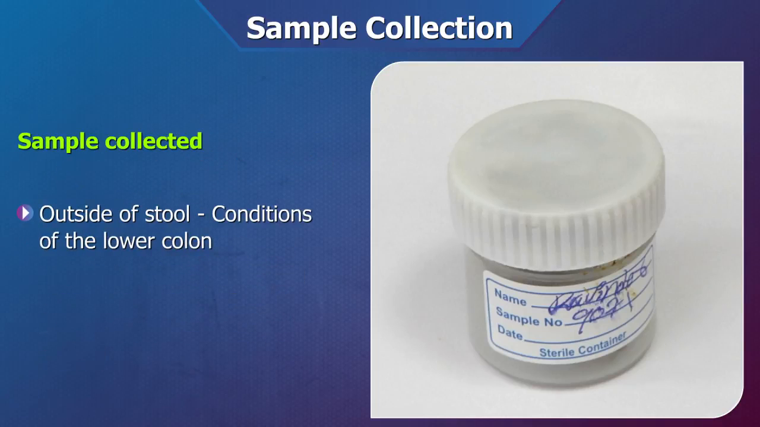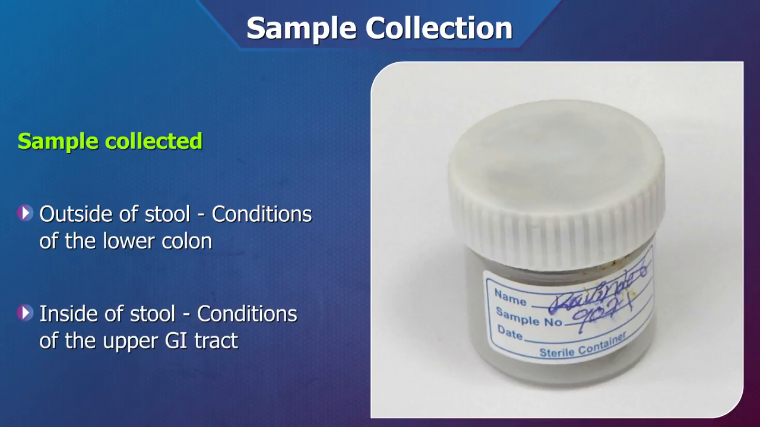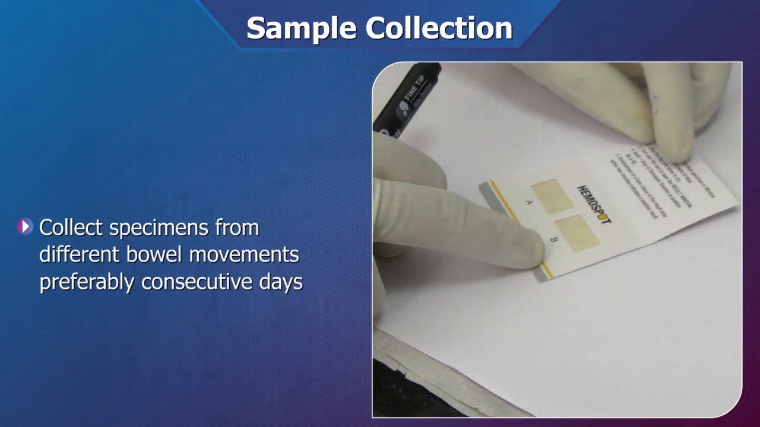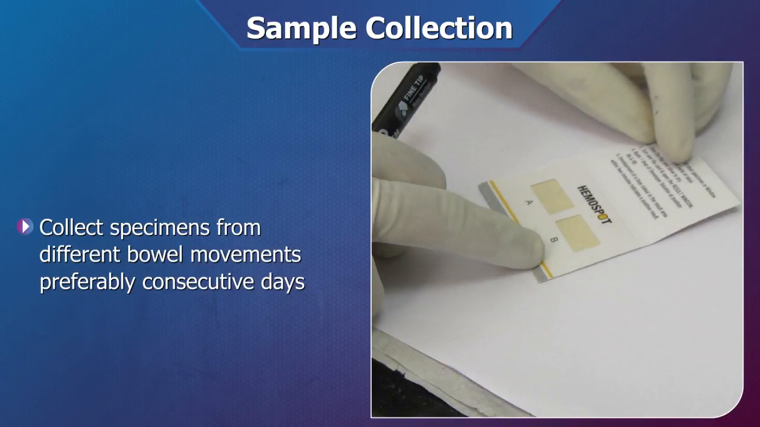Samples from the outside of the stool are most likely to reflect the condition of the lower colon, while specimens taken from inside of the stool are more likely to reflect conditions of the upper gastrointestinal tract. The 2 test fields provided in Hemospot facilitate detection and localizing the source of bleeding. Because bleeding may be intermittent, it is preferable to collect specimens from different bowel movements.